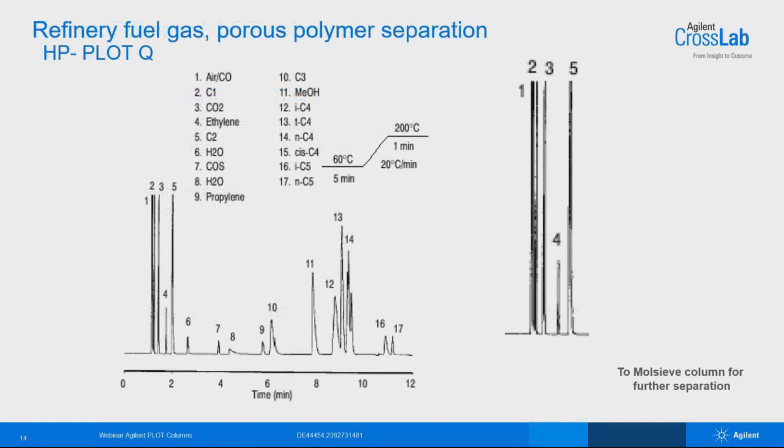This is an example of a refinery fuel gas separation, using an HP plot Q column as the pre-column to capture the permanent gases, which are then transferred to the molsieve 5A column for further separation. The HP plot Q provides the bulk of the analysis with the separation of CO2, H2S, water. You can recognize the water peak by its tailing, it's peak number 8, methanol, and then the separation of the C2s, C3s, C4s, and also some C5s. And that all within 12 minutes. It really illustrates the versatility of these porous polymer plot columns.